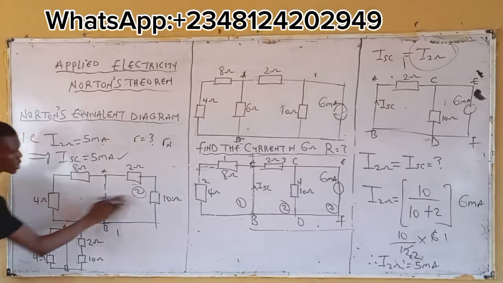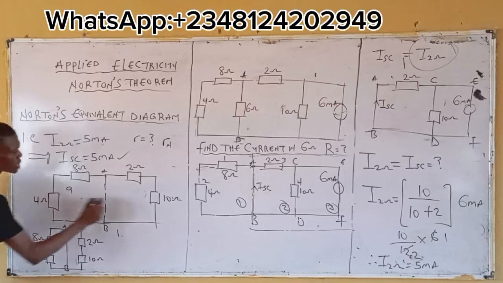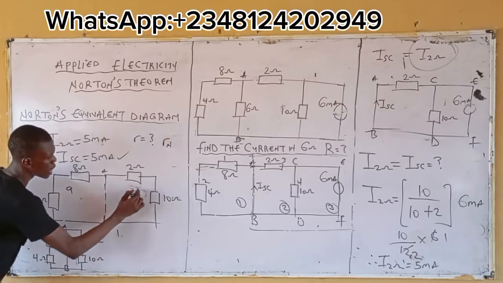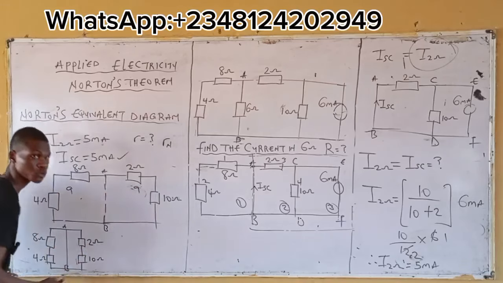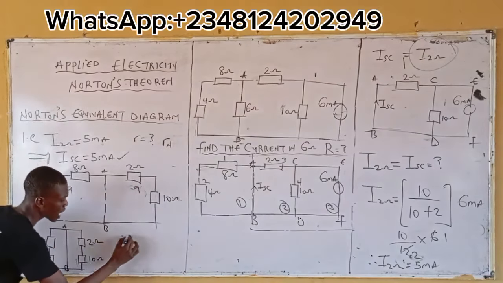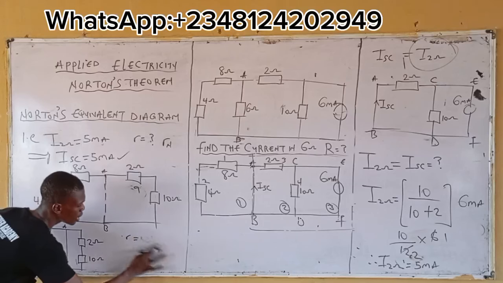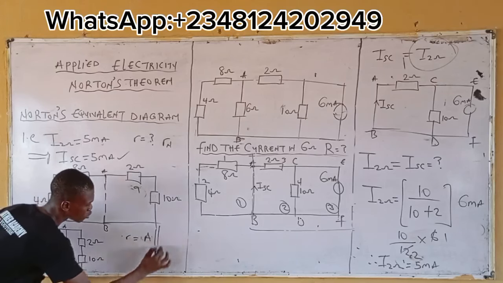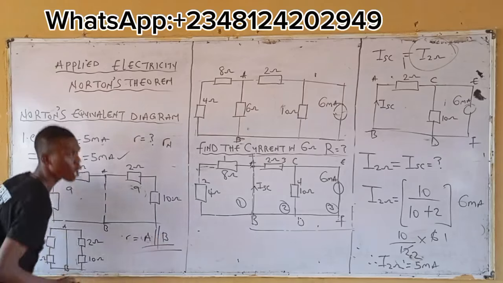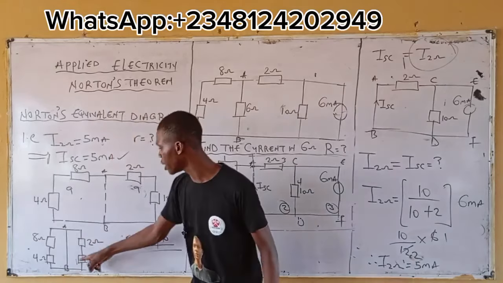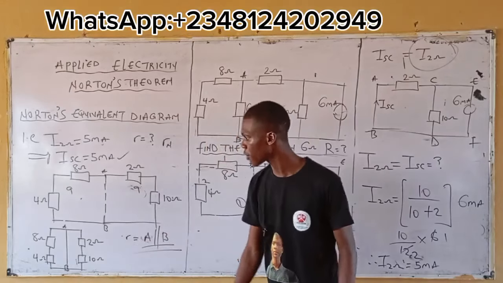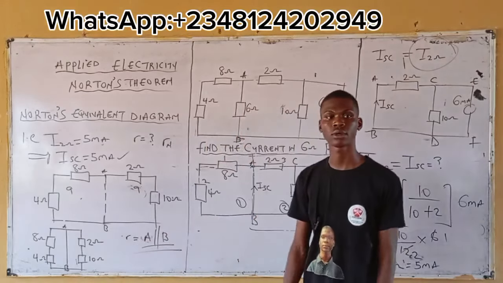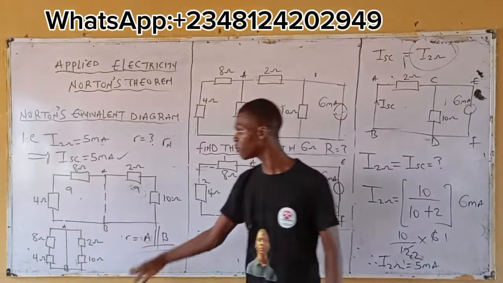Or just say this is A. Let's not use 1 and 2. Let's say this is A, this is B. A and B are parallel. Meaning to get the value of R, you have to solve A and B in parallel. Meaning that R is equal to A parallel to B. So now the question is, what's the value of A? What's the value of B? The value of A is 12. The value of B is 12.